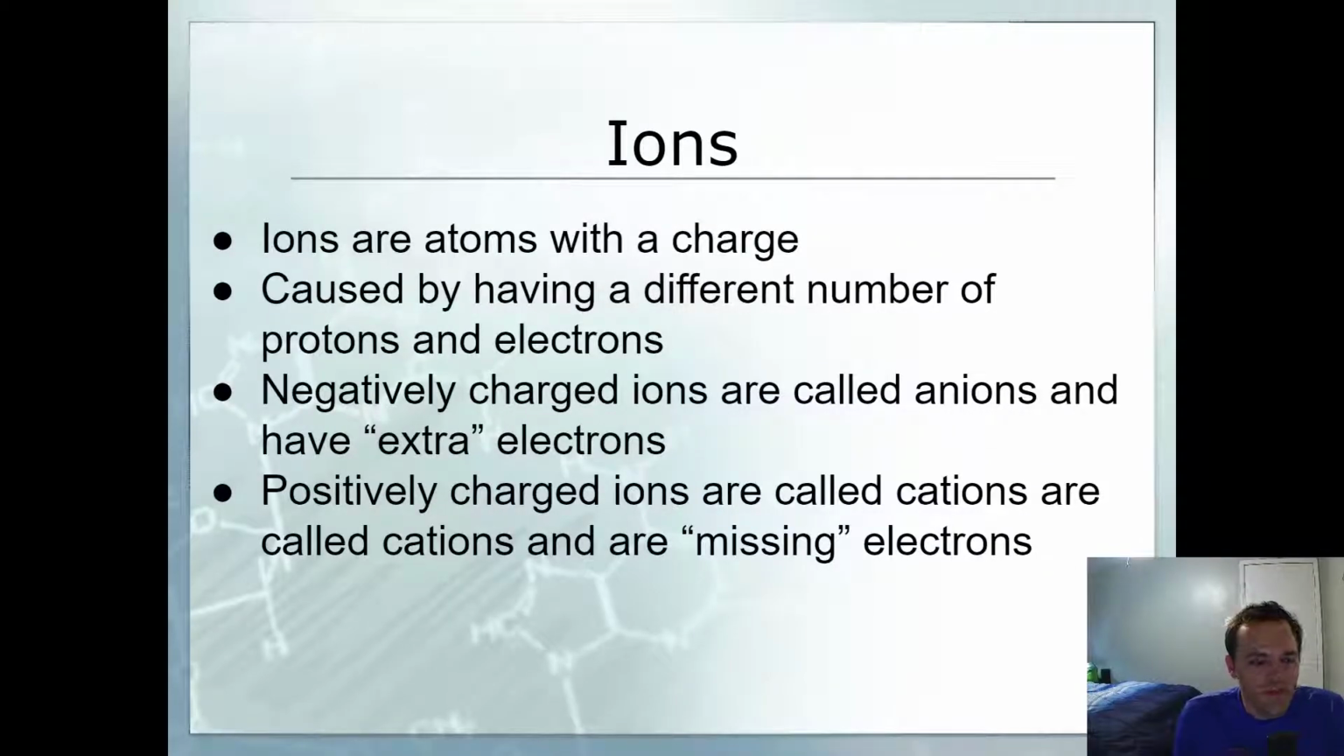Okay, another thing that we can talk about is ions. So ions are atoms with a charge. We talked about neutral atoms having the same number of protons and electrons. Ions have a different number of protons and electrons. Right? Negatively charged ions are called anions, and they have extra electrons. They have more electrons than protons because the electrons have negative charges. Positively charged ions are called cations, and they are ones that have given away electrons, so they are missing electrons. They have fewer electrons than they do protons.